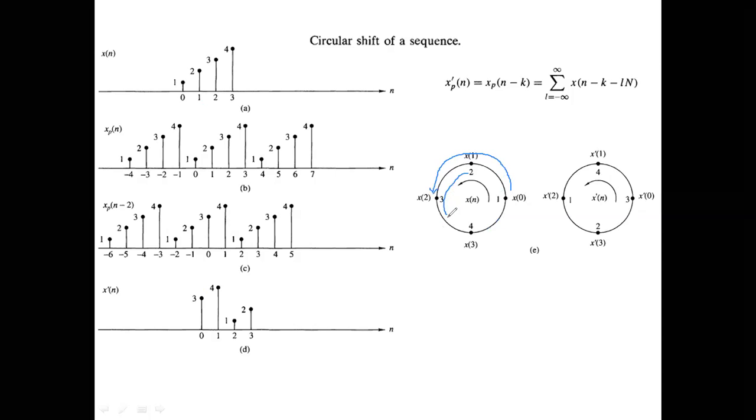Value at 2 has come here, value at 3 has come to this location, and this one 4 has come here. Okay, got this particular thing. Hence the circular shift.